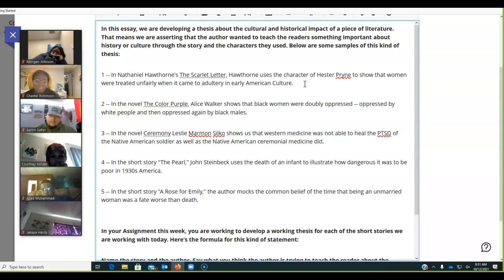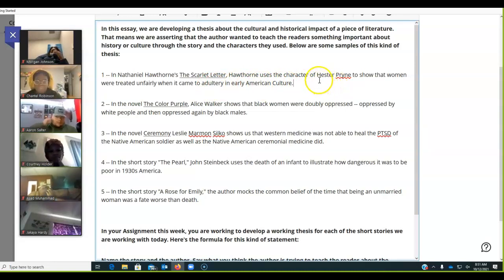Yes. In Nathaniel Hawthorne's The Scarlet Letter, Hawthorne uses the character of Hester Prynne to show that women were treated unfairly when it came to adultery in the American culture, early American culture.